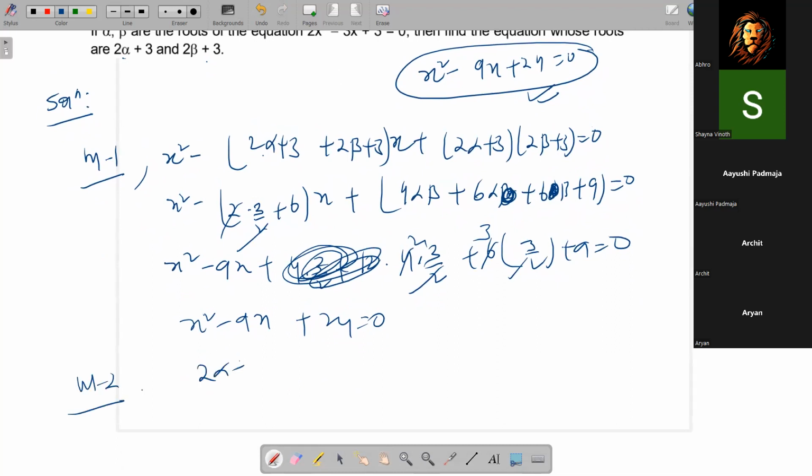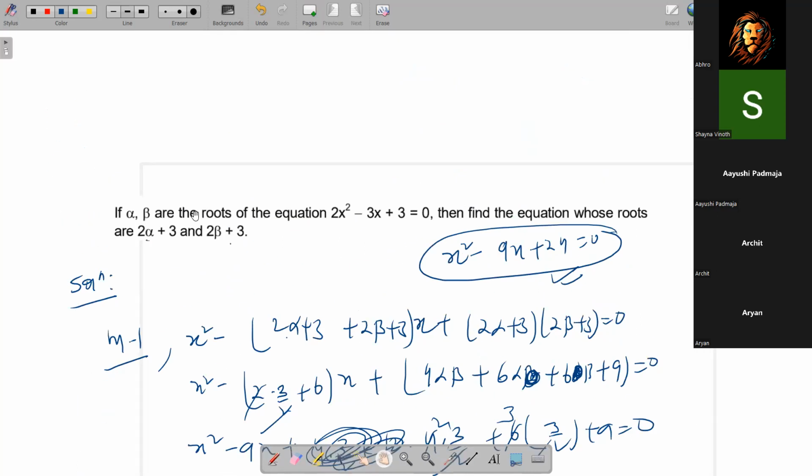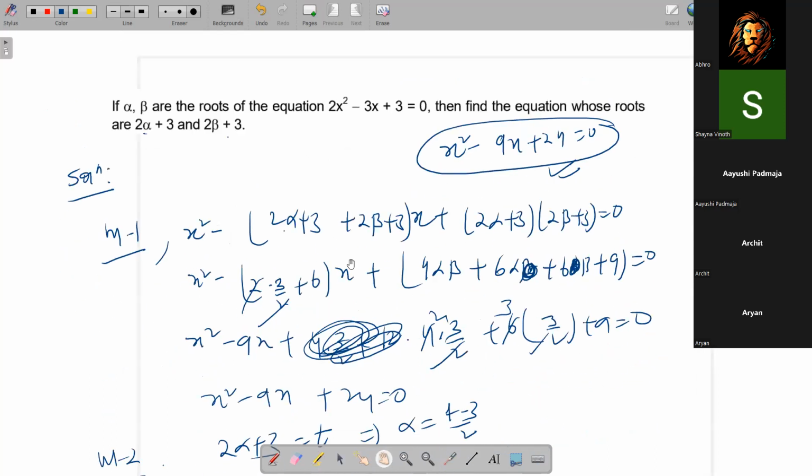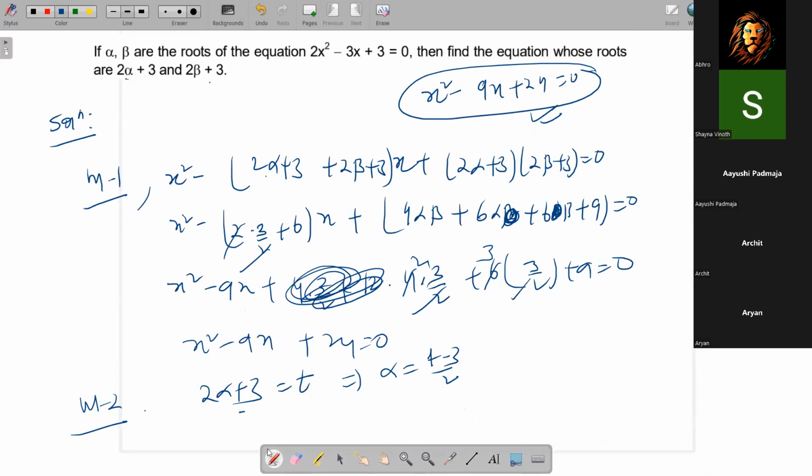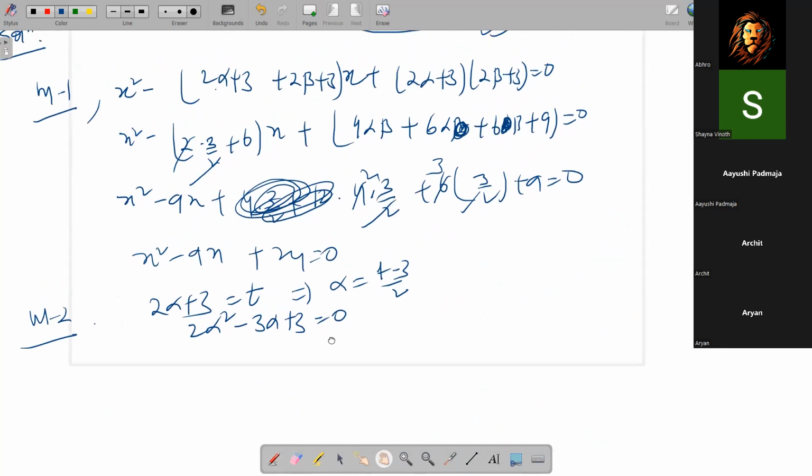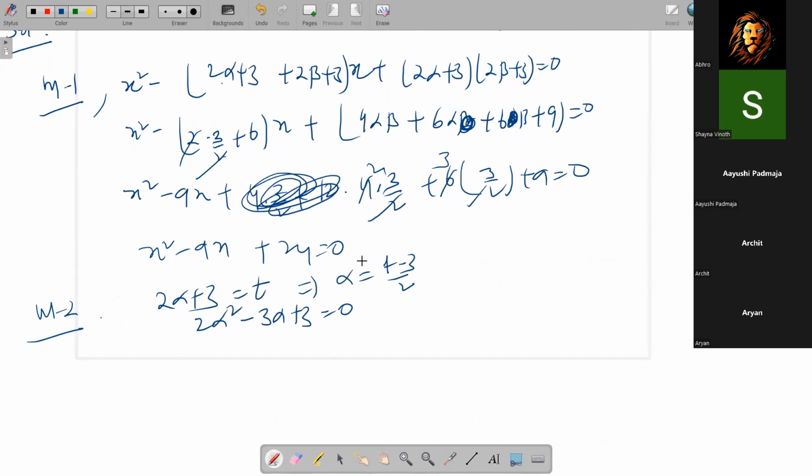we have roots 2 alpha plus 3. Assign any variable to it. Alpha is t minus 3 by 2. And we know that alpha is a root of this, right? So it satisfies this. So 2 alpha square, yes, tell me. Sir, 2 alpha into 2 beta, 4 alpha square. No, correct, sorry. Now, for this alpha, we put this thing.